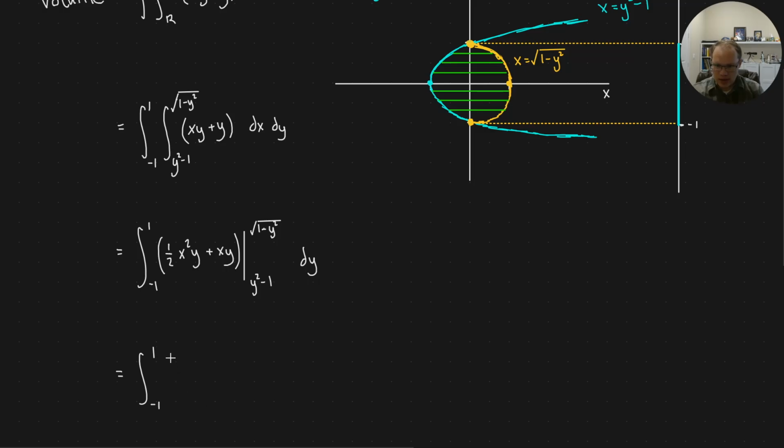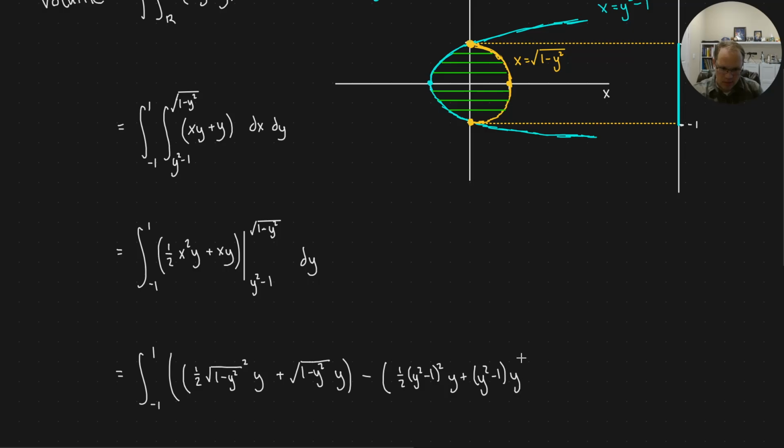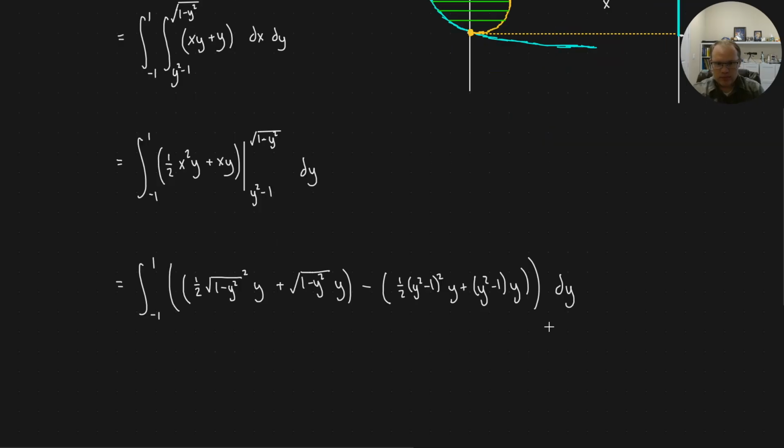Okay, so I get top limit, I get 1/2 root 1 minus y squared times y. Just plug that into the x. And then here, same thing. Plug root 1 minus y squared into the x times y. Minus, and then plug in the bottom limit, y squared minus 1. So I get 1/2, plug y squared minus 1 into the x. And one more time. Okay. All right. Let's see what we can do with that.